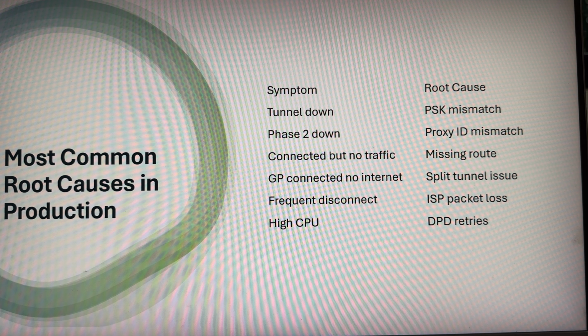Final takeaway: for Palo Alto troubleshooting, always think connectivity, negotiation, routing, policy, NAT, logs. That order solves 90% of the VPN issues in real environments.